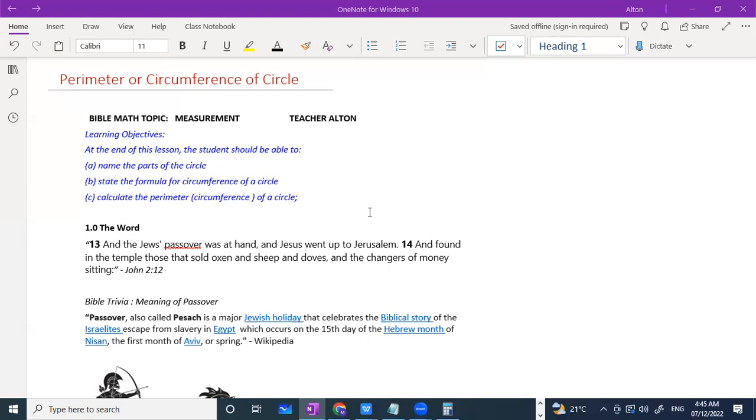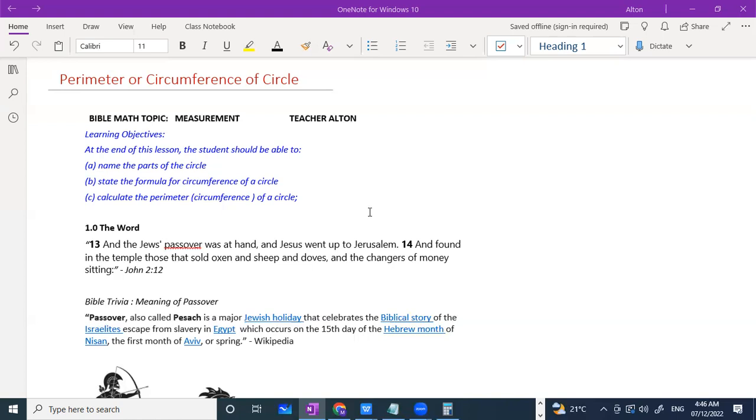So, as usual, we're going to start off with the reading of God's word. Jesus now in John 2:12, it says that the Jews' Passover was at hand, and Jesus went up to Jerusalem. And he found in the temple those that sold oxen and sheep and doves and the changers of money sitting there. So we're going to expect something miraculous in this lesson today.